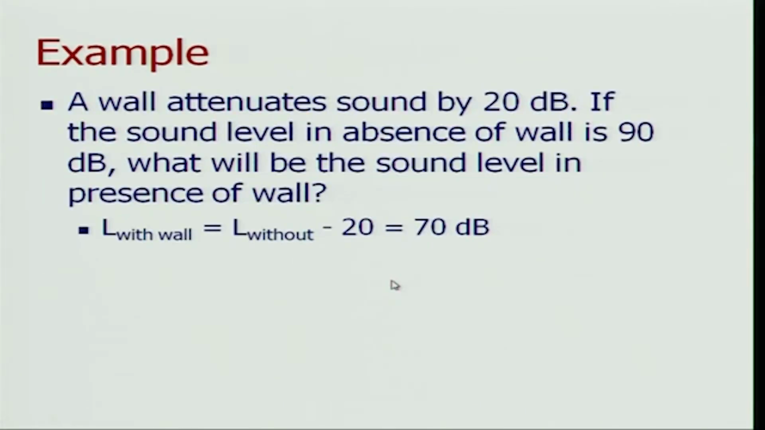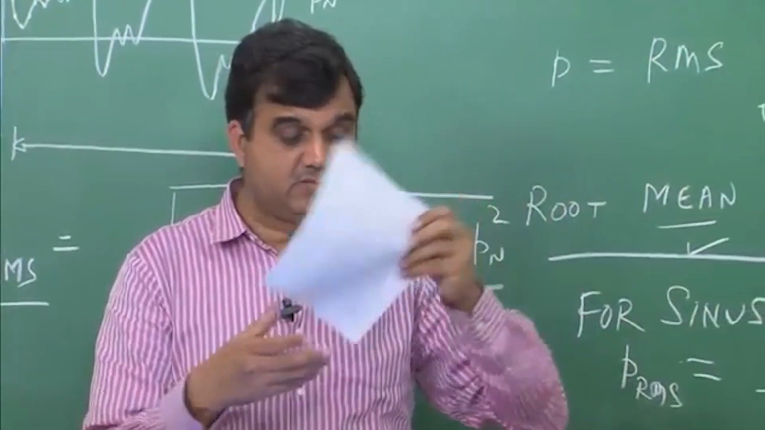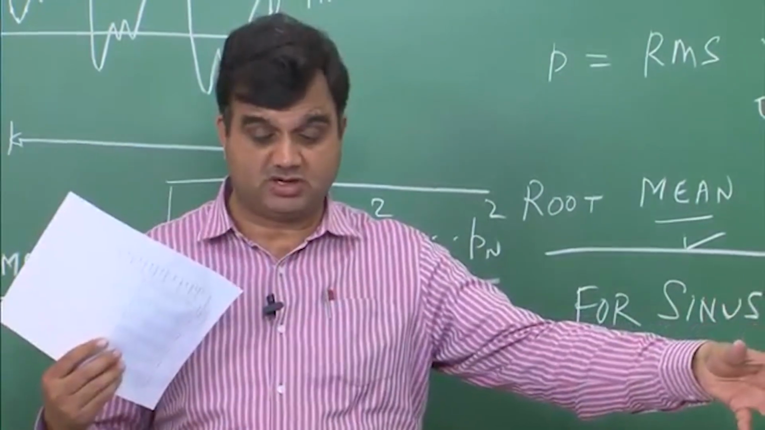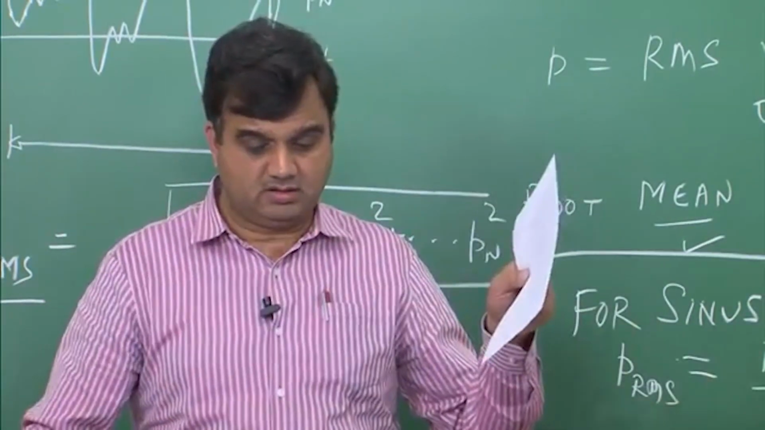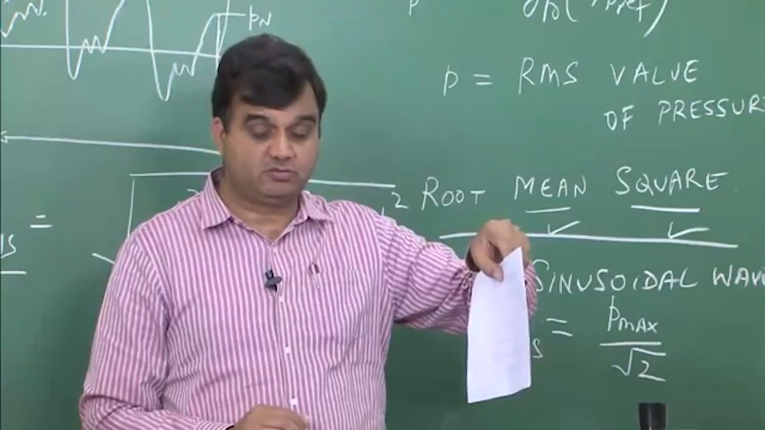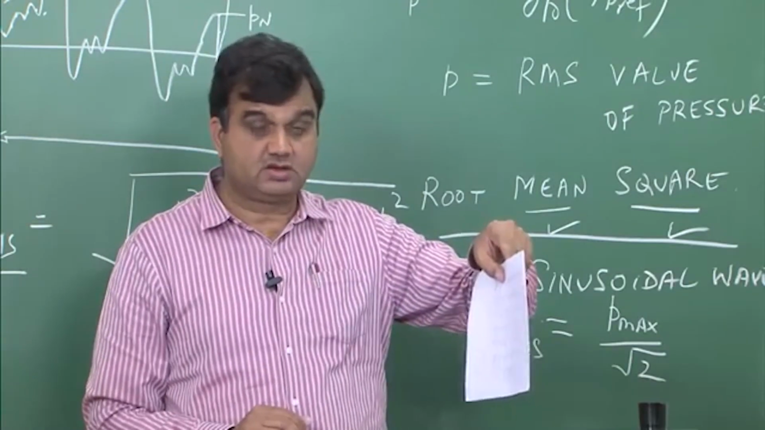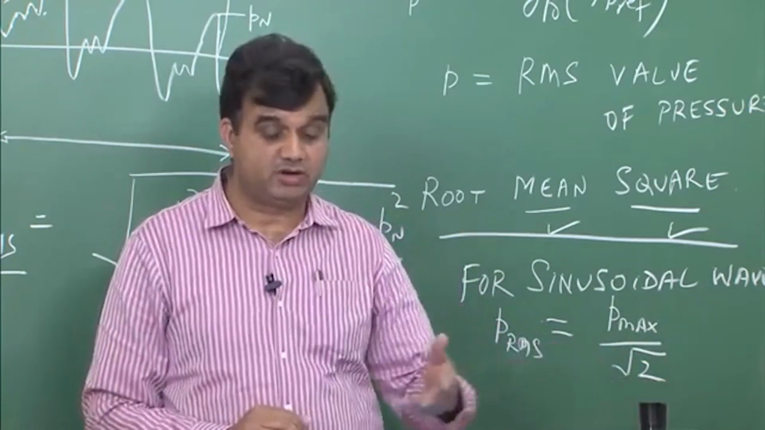Another example. There is a wall which attenuates sound by 20 decibels. There is a sound coming from here. Initially there is no wall, and I measure the sound pressure level here, let's say 90 decibels. Then I put the wall, and the sound pressure level goes down by 20 decibels. So we say that the wall is attenuating sound by 20 decibels.